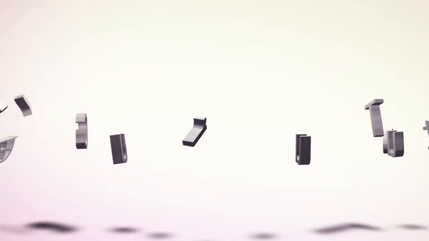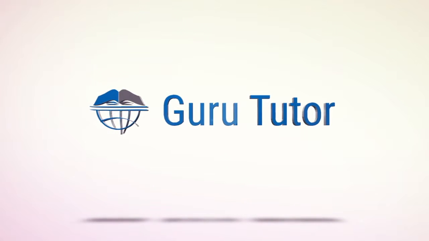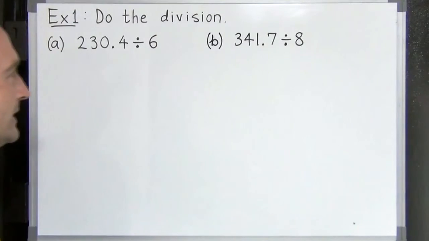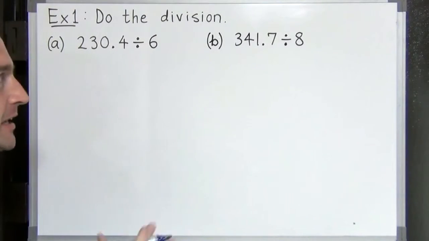Let's now take a look at dividing decimals. Example 1. Let's start off with A and B here. These shouldn't look too scary. Going to get a little bit harder later.